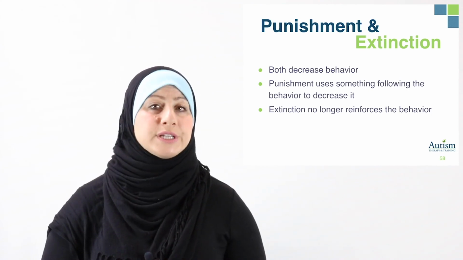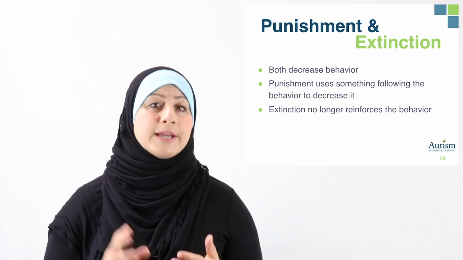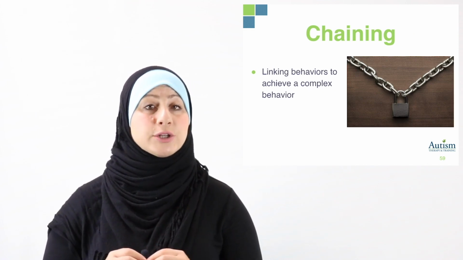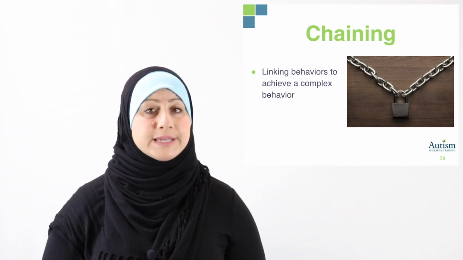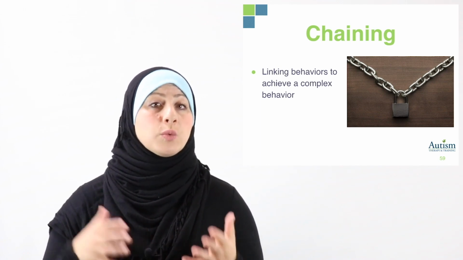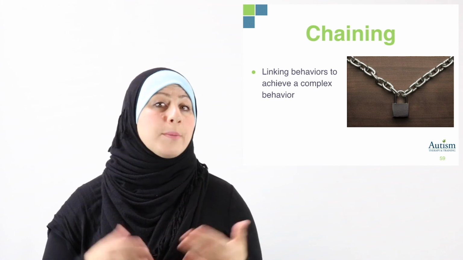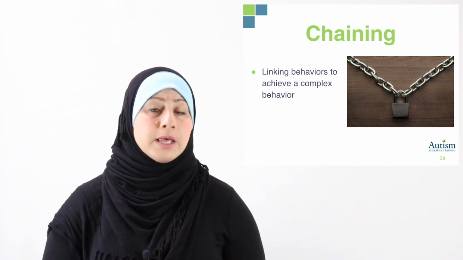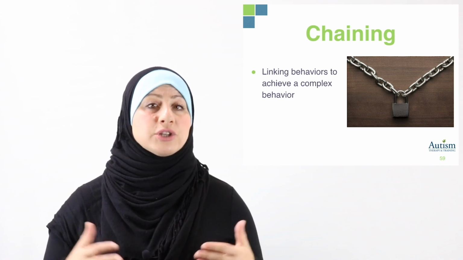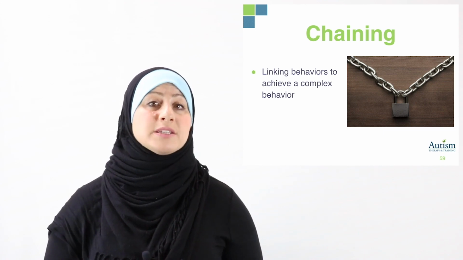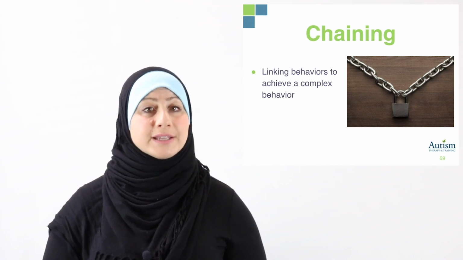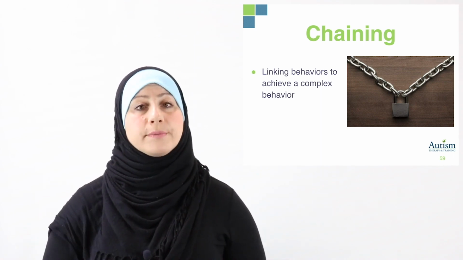Then we have two procedures of ABA, chaining and shaping. Chaining is when we link smaller behaviors to get to one big behavior. For example, washing your hands has many small behaviors: turning the water on, getting soap, rubbing your hands, and so on. The entire thing is washing hands. Just think of it as a big chain and each link in the chain is a behavior. You need to reinforce each link in order to connect it to the next link and so on.